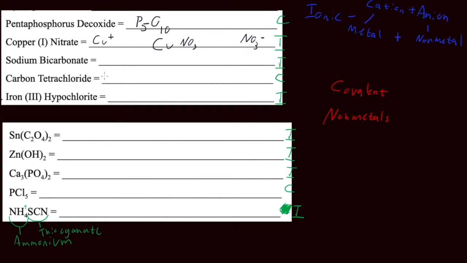Sodium bicarbonate. Well, sodium is a metal here. This is going to be Na+. Bicarbonate, I might need to find that on my data sheet. Bicarbonate is also called hydrogen carbonate, but you will never see it as that. You will always see bicarbonate, but that's the formula HCO3-.